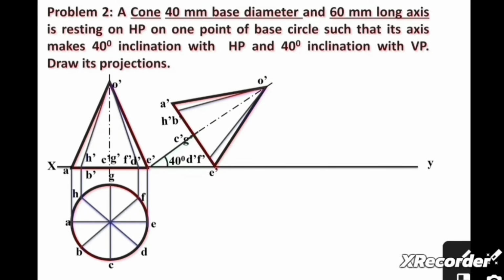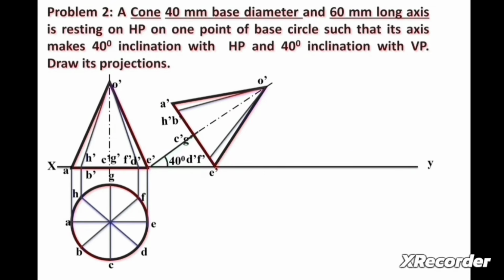We want to keep the inclination of the axis with the XY line at 40 degrees, as it is given in the question, 40 degree inclination with the horizontal plane. So that's why we have taken this 50-degree angle to draw this line. So at the end we will get this axis at 40-degree inclination.